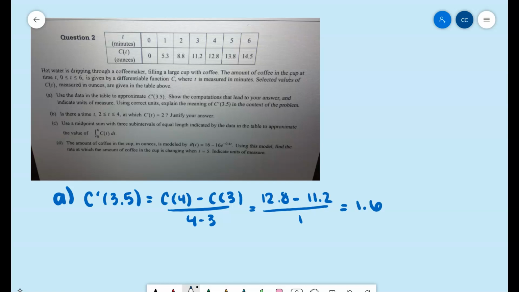And then it says, using correct units, explain the meaning. So what does this mean? Well, c prime represents the rate of change in ounces in the cup over time, because ounces are our y value up top, time is on bottom. So this represents ounces per minute. So it's 1.6 ounces per minute.